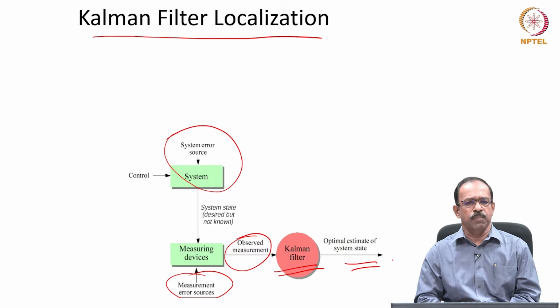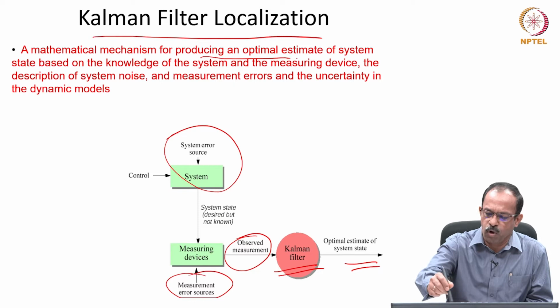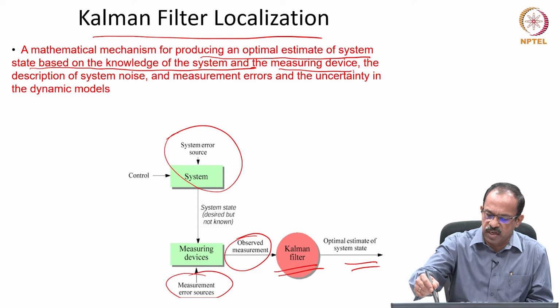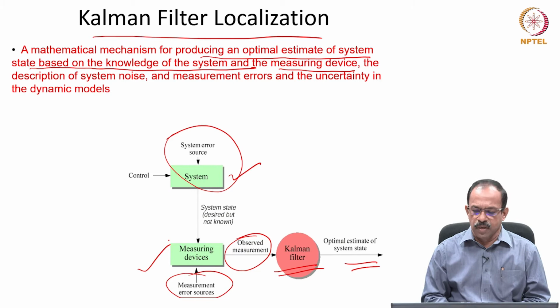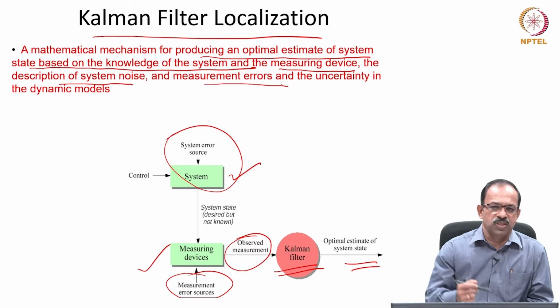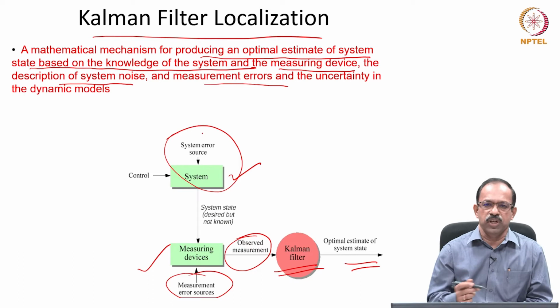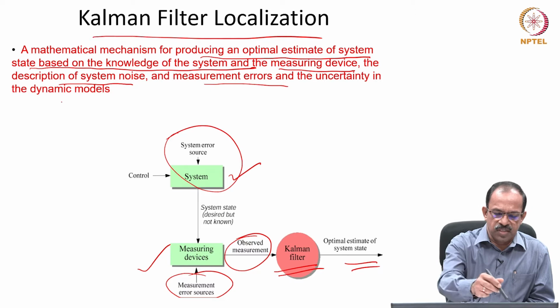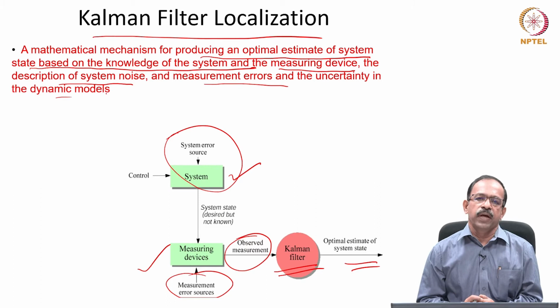So it's a mathematical mechanism for producing an optimal estimate of the system state based on the knowledge of the system and the measuring device. To some extent, we know the system noise and the measurement errors. That means every system has its own errors, and the measurement system also has its own errors. So we know the measurement errors and the uncertainty in the dynamic models. Once you know this, you can fuse this information to get a better estimate of the system. That is basically the principle.